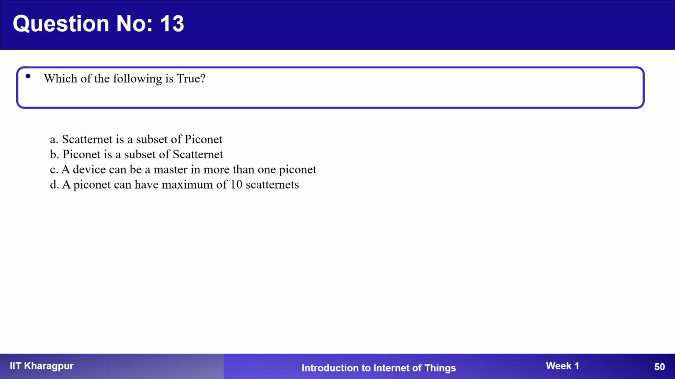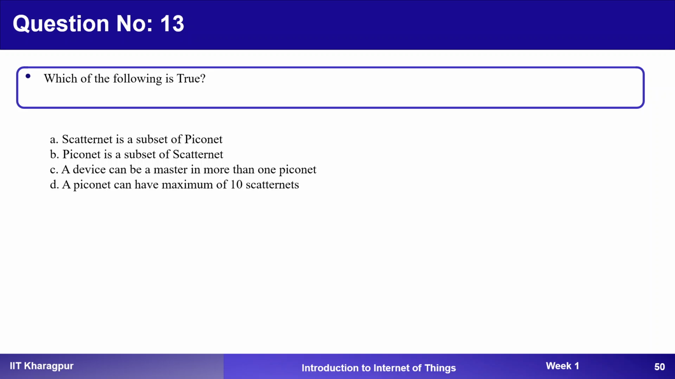Next one is, which of the following is true? First, Scatternet is a subset of Piconet. Second, Piconet is a subset of Scatternet. Third, a device can be a master in more than one Piconet. And fourth, a Piconet can have a maximum of 10 Scatternets. Okay, anyone? Piconet is a subset of Scatternet.